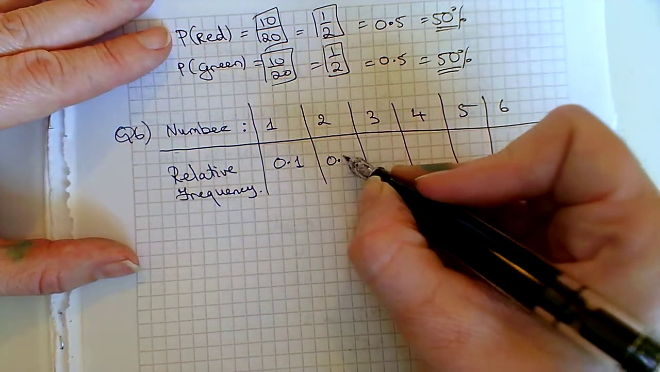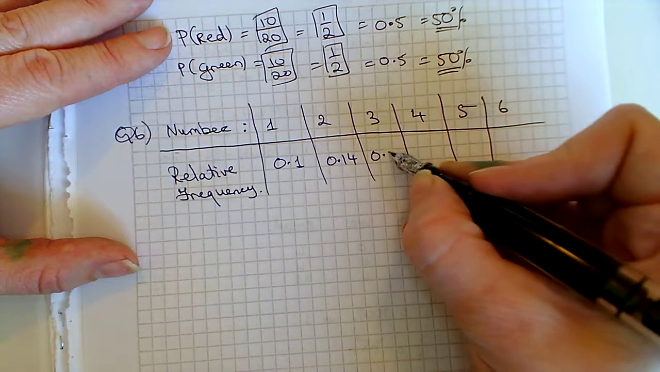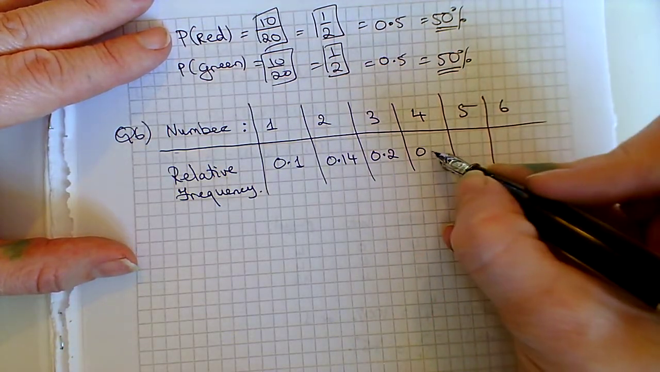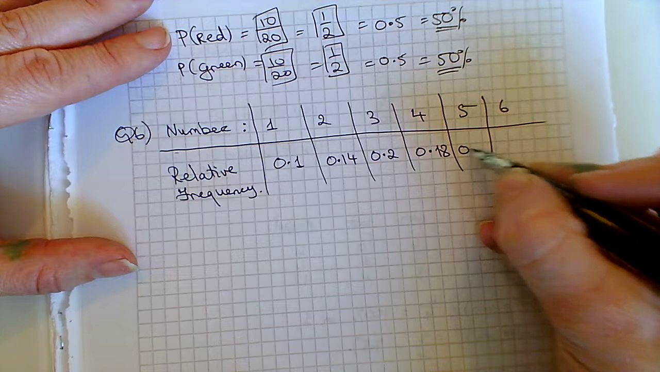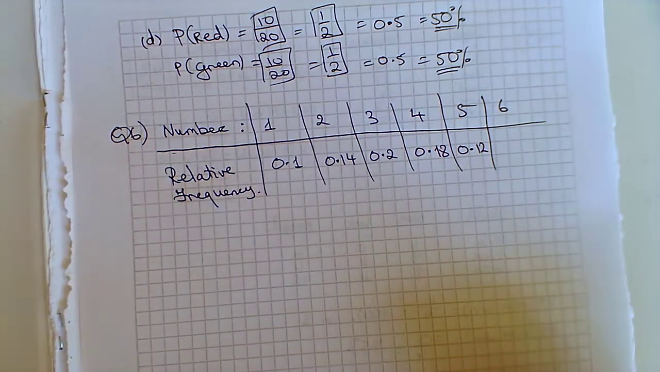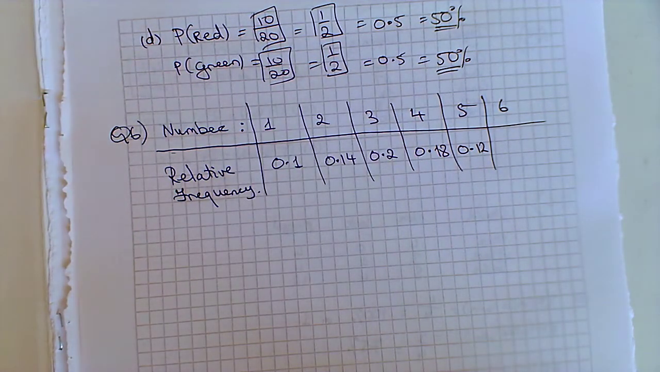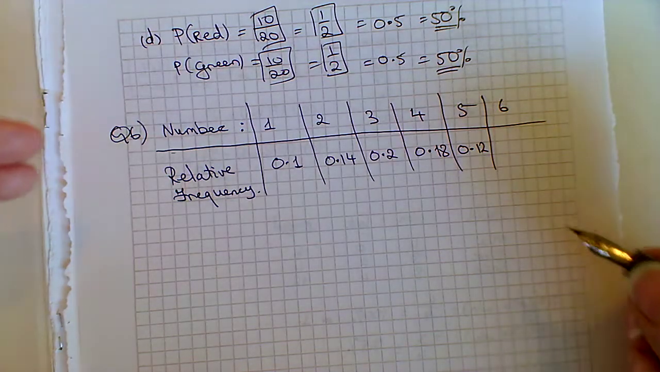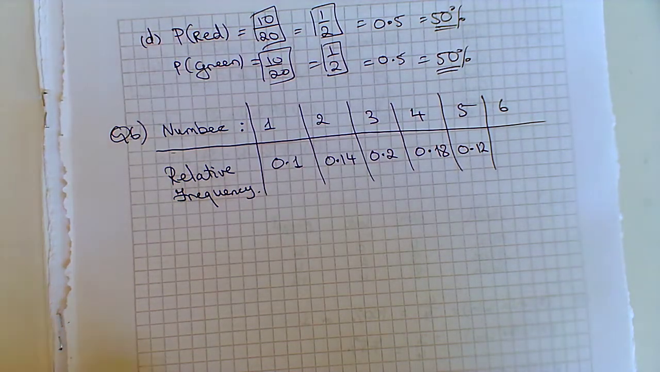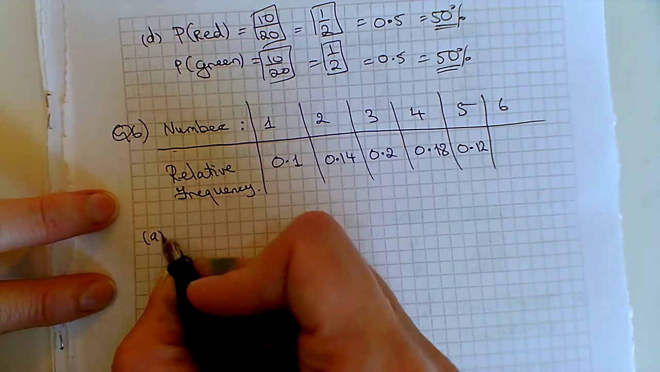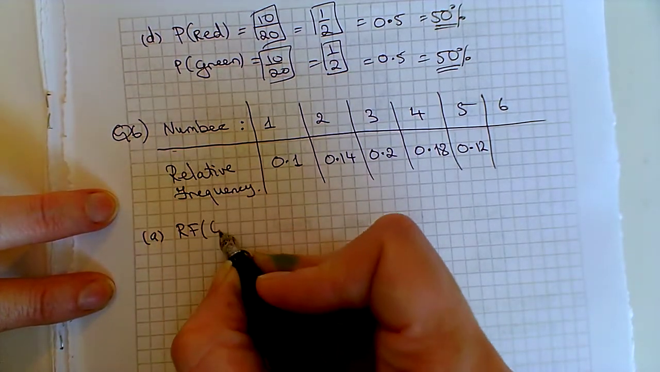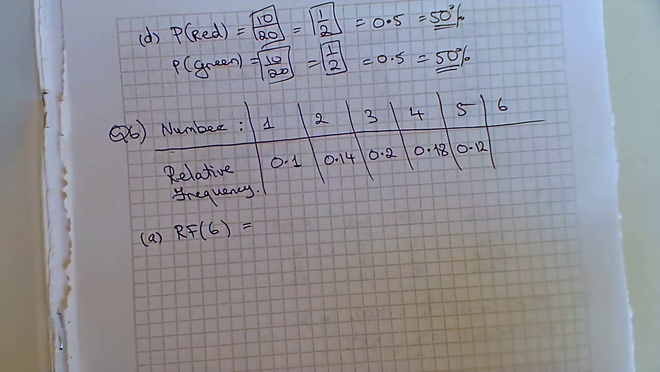The number 2 came up 14% of the time. The number 3 came up 20% of the time. The number 4 came up 18% of the time. And the number 5 came up 12% of the time. So they've written it as a decimal. We know that the relative frequencies must add up to 1. So the first thing they ask us is to work out the relative frequency of rolling a 6.